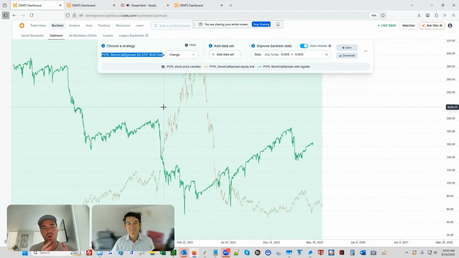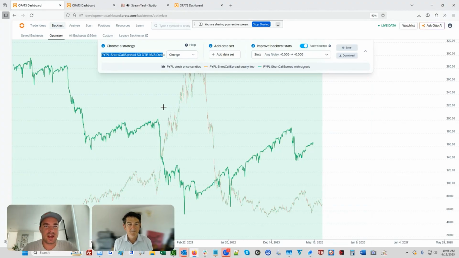The goal of the optimizer at a high level is to apply ORATS proprietary indicators and make them apply to the backtest in a statistically significant way such that we improve the average percent per day of the backtest. And I say average percent per day because that's the stat there on the right side in step 3.